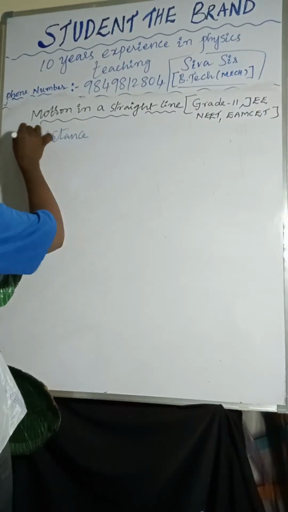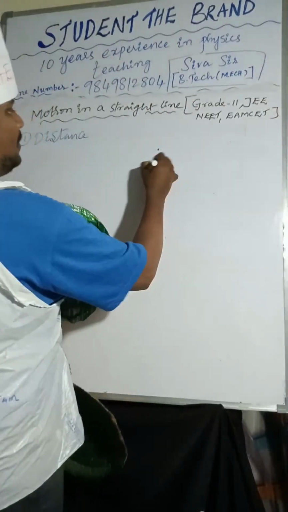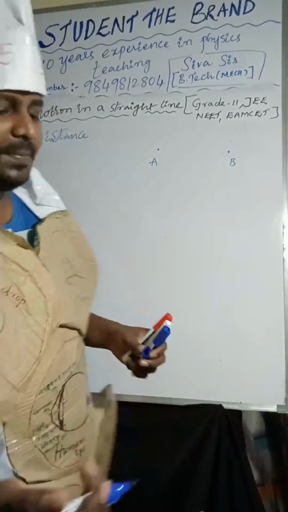So distance is from point A to point B. There are many paths.